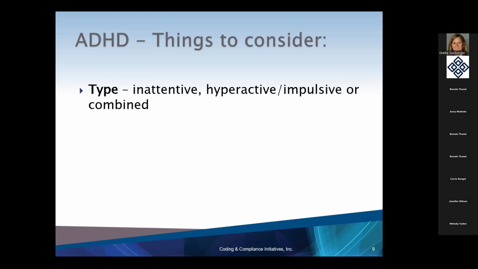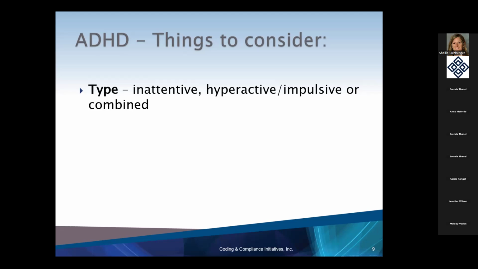When we're thinking about ADHD, we want to think about the type. So we want to make sure that the type, if we know, is documented to the highest level of specificity. Is it inattentive? Is it hyperactive? Is it combined, etc.? This truly helps describe the type of patient, but it also, obviously, as a provider, guides your treatment selections.